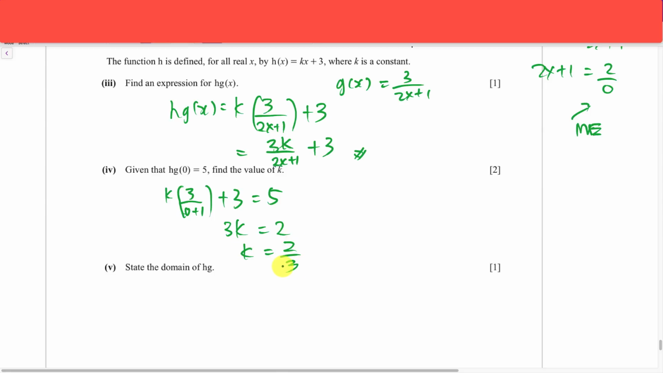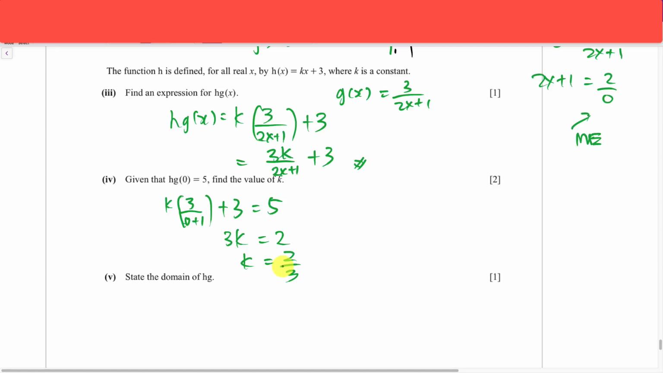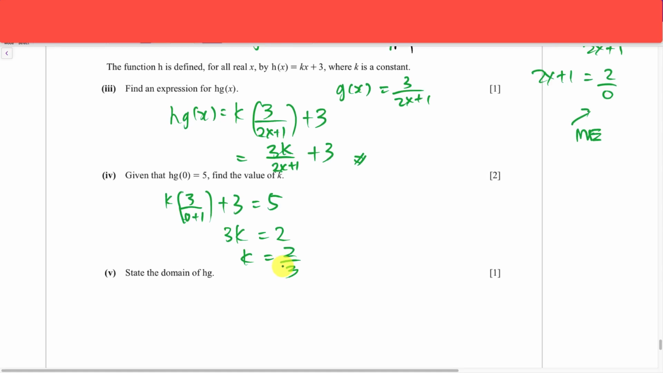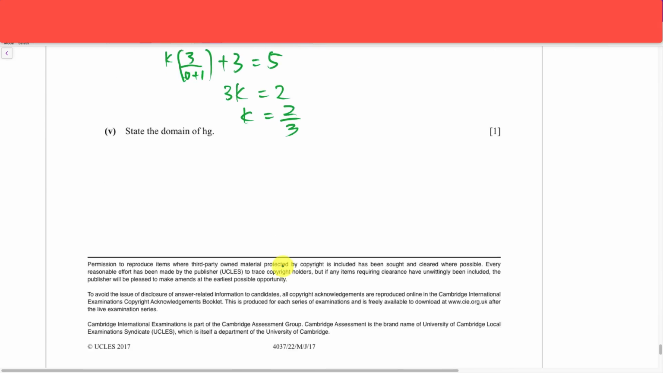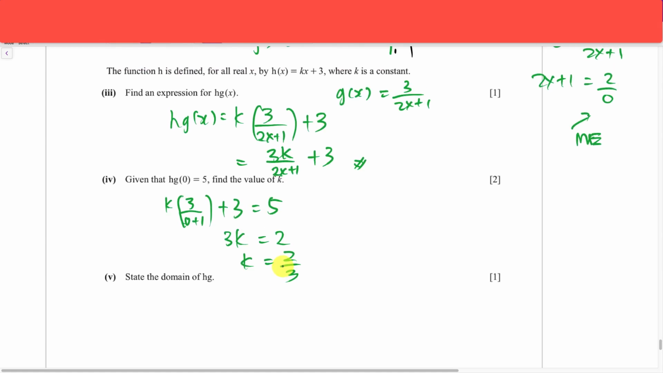Alright, state the domain for hg. Now you need to find the domain for hg. Okay, let me just digest a little bit. So for this kind of hg, I will just sub the thing into it. If k is 2 over 3, then this one basically is 2 over 2x plus 1, plus 3.